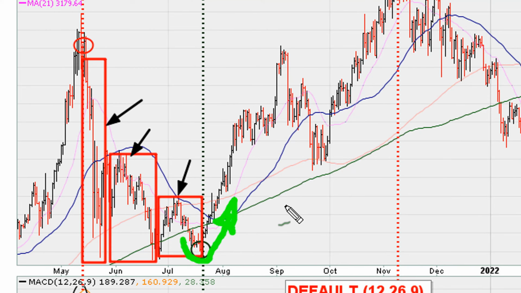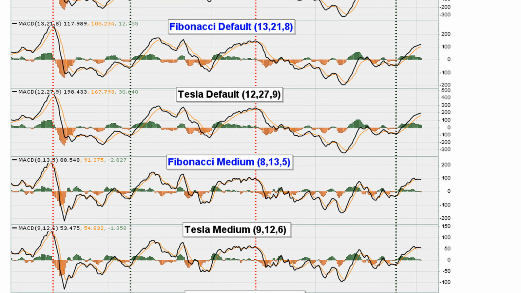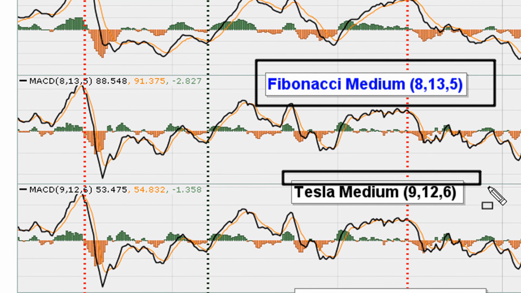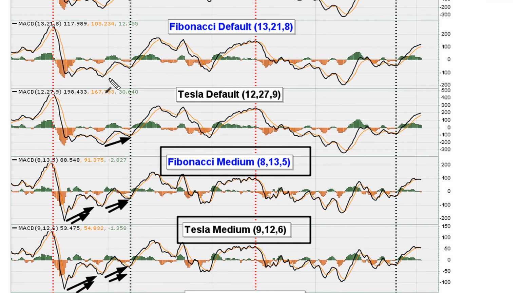And from what I can see here, the medium MACD settings, either the Fibonacci settings of 8, 13, 5 or the Tesla settings of 9, 12, 6, were telling us correctly that we were improving in terms of how much loss was taking place. The losses were getting smaller and smaller, and this is captured perfectly here by these settings. We got two positive divergences back to back as prices made lower lows, and for the other higher setting MACDs, we only got one positive divergence.